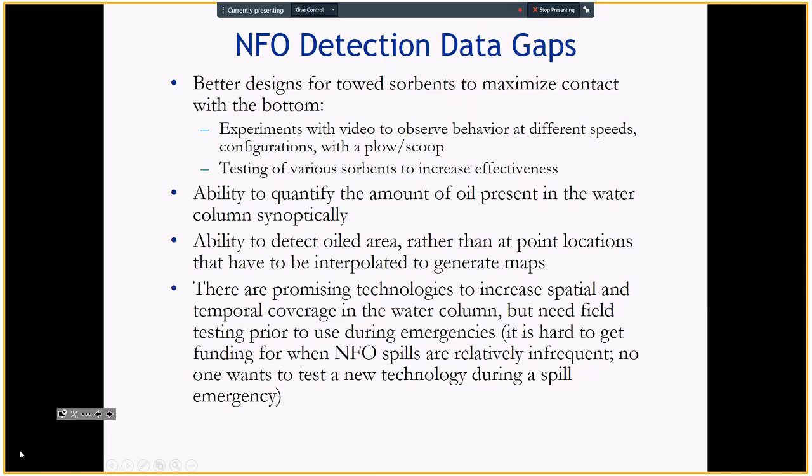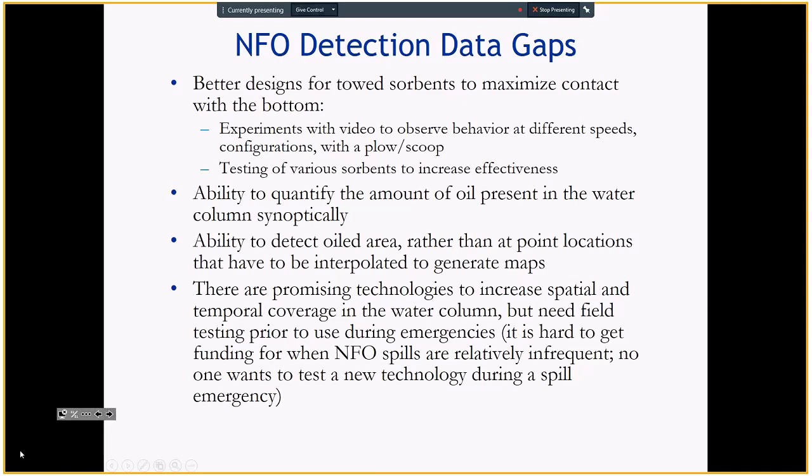Because you can get almost a 3D map, not right away, but if you're moving through the water column. You want to be able to check the oil area. Like I said, there's a lot of promising technology, but we really need to be able to test it for spills.